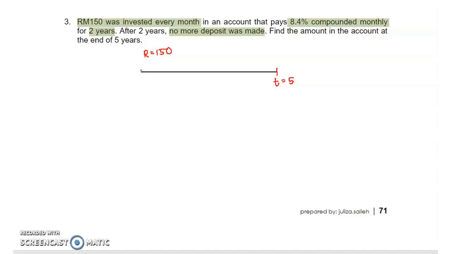Okay, let's say if the total is 5 years, after 2 years, here T equals 2. So here the balance is another 3 years. So for the balance of another 3 years here, no more deposit, no more R. So that means there is no 150 ringgit for the rest of the period, another 3 years. In the first 2 years, every month we invest 150 ringgit.